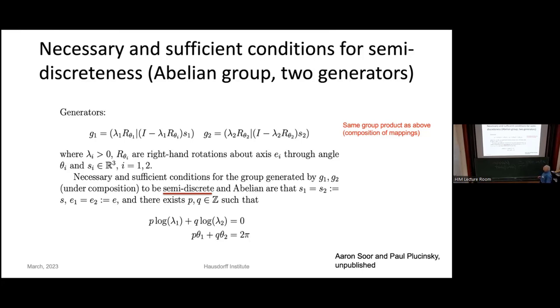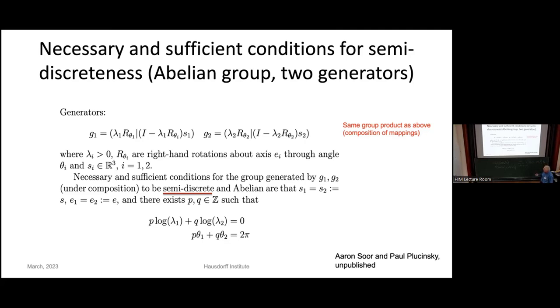Now let's take an abelian group. The previous result was general in terms of the group, but now let's take an abelian group with two generators. So there are our two generators, and let's take them of this form. Lambda is positive, and these Qs are rotations. The necessary and sufficient conditions for the group generated by g1 and g2 to be semi-discrete and abelian are that these conditions are satisfied, and there exist some integers p and q that satisfy this condition. So this is a specialization to two generators, working out conditions for semi-discreteness.